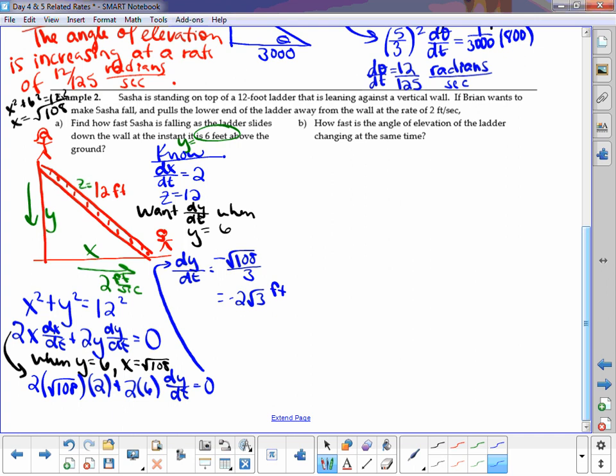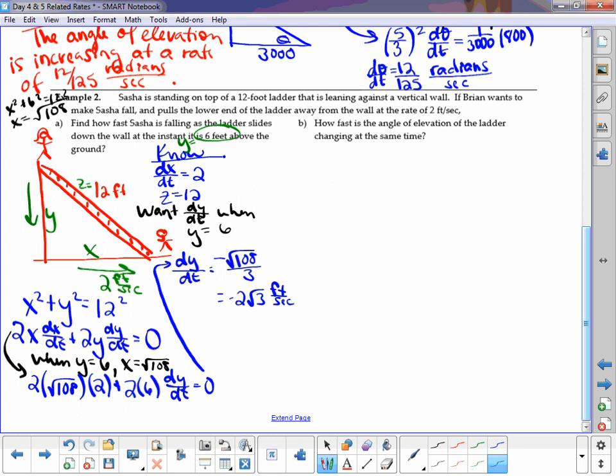It's pretty fast. What a mean guy. Wait, so they fell from the roof? I thought Brian is pushing the ladder away so that she falls from the roof at that speed. I know. I called a college student.